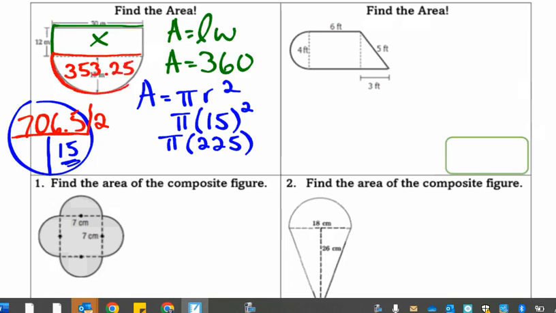So now I have the half circle, and I have the rectangle. I'm going to put those two together to find out that our total area is 713.25 meters squared.